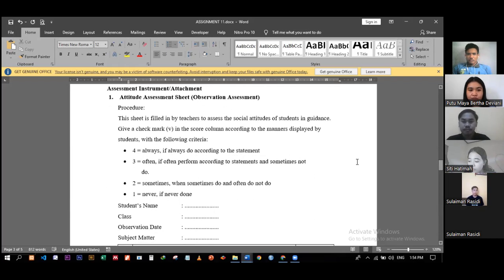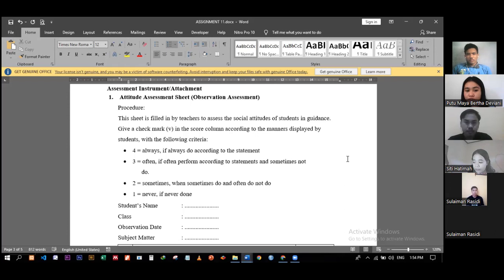Now I will continue the presentation about the assessment instruments that we use in our lesson plan. There are four assessment instruments. The first one is the attitude assessment set, or observation assessment. In this assessment, the set is filled in by the teacher to assess the social attitudes of students in guidance, and then the teacher gives a check mark in the score column according to the manners displayed by students with the following criteria.